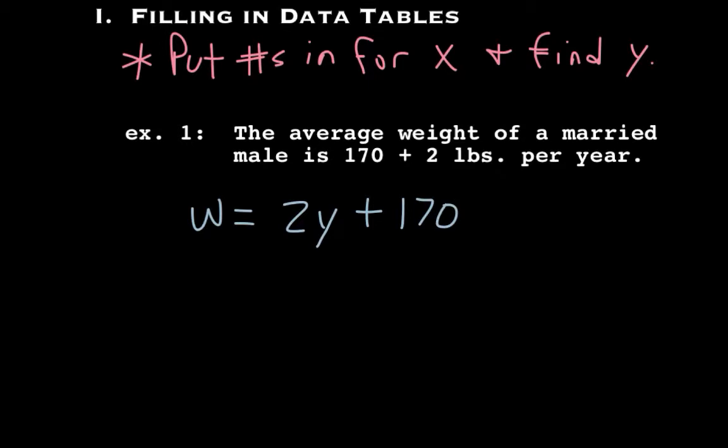That's totally fine too. But then if we were to make a data table, because that's the whole point of this section, y in this case is my independent variable. It's over here on the right side of the equation. W is by itself, so that'll go in the bottom row.